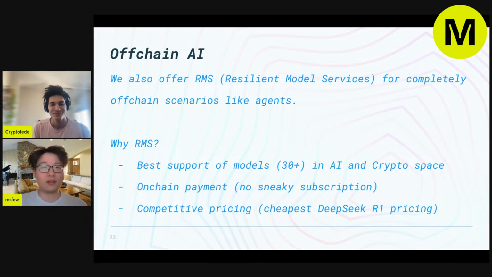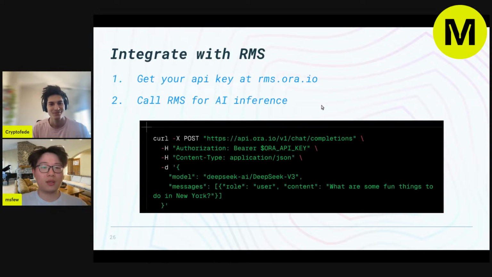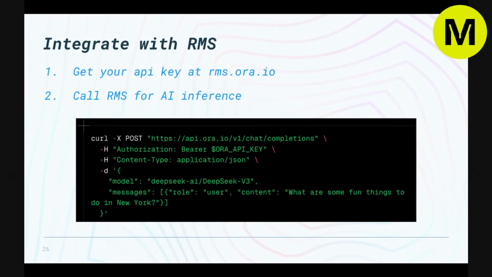These are the last slides. We talk about RMS, and that's how you integrate with RMS: you get your API key at rms.aura.io, and you can just deposit your Aura into the account, and then make a transaction to transact the Aura into the protocol, and then you can get your API key, and all the calls and all the usage are recorded on chain.